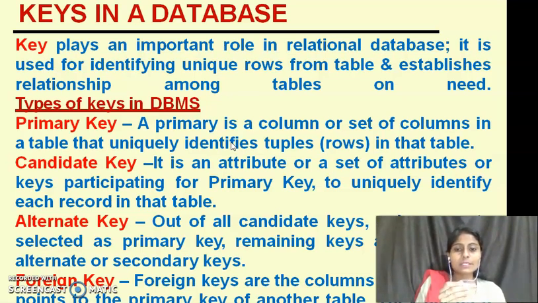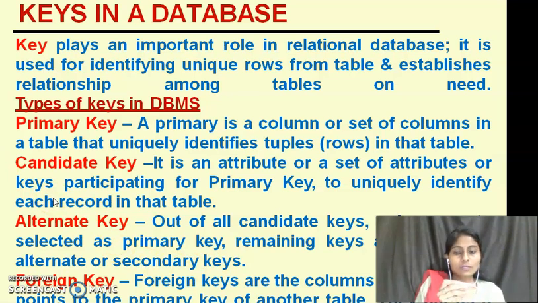Now alternate key. So students, when we make the candidate key, there can be multiple combinations for the candidate keys, and at one time only one candidate will play the role of the primary key, and the rest of the other combinations of candidate keys will play the role of the alternate key. So out of all candidate keys, only one gets selected as primary key, and the remaining keys are known as the alternate or secondary keys. So students, now I have cleared what is the alternate key.